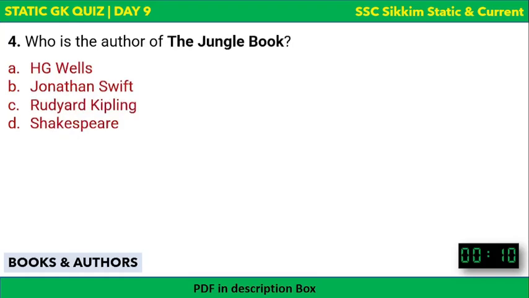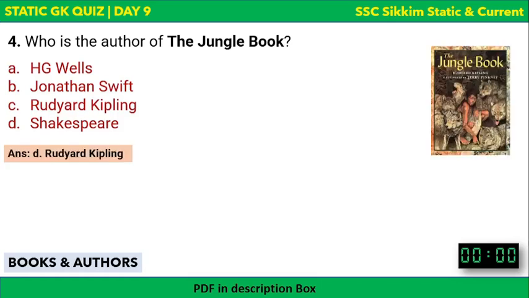Next, who is the author of The Jungle Book? The options are there, and your time begins now. The Jungle Book, a very famous novel. Even a movie is based on this book. H.G. Wells, Jonathan Swift, Rudyard Kipling, or Shakespeare? The correct answer is Rudyard Kipling. Rudyard Kipling was the second Indian born person to receive the Nobel Prize after Ronald Ross. Okay, so Rudyard Kipling. Jungle Book is written by him.